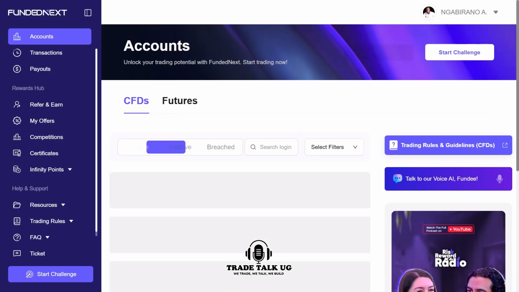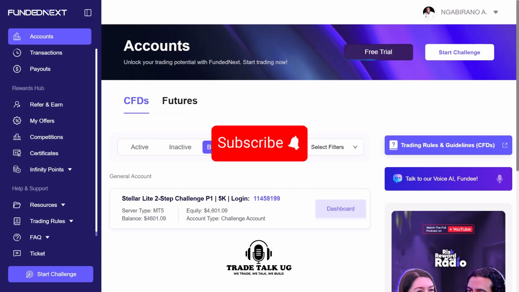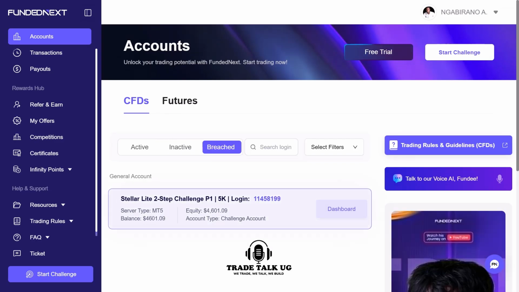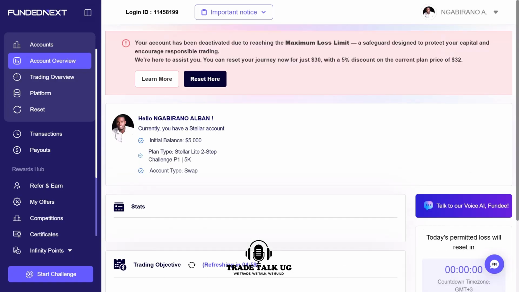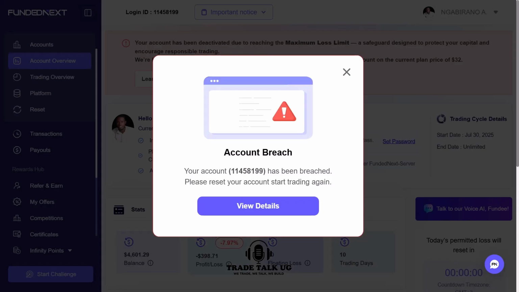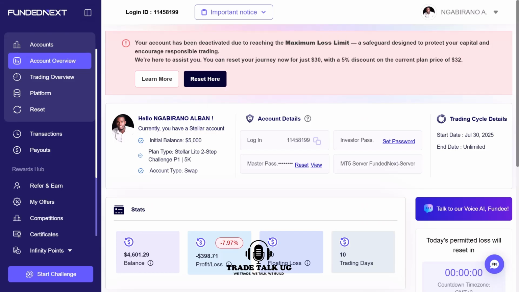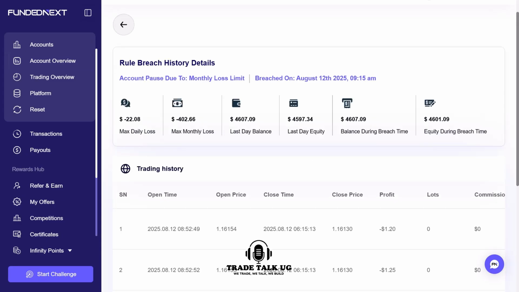Alright, you can see on the breached accounts there is one account with login 11458199. So this account can no longer work because there is a rule which was breached. That's why it is in the breached accounts. You can easily see the notification when you open the account. They tell you that the account is breached. So here I'm going to be viewing the details and showing you exactly what happened.